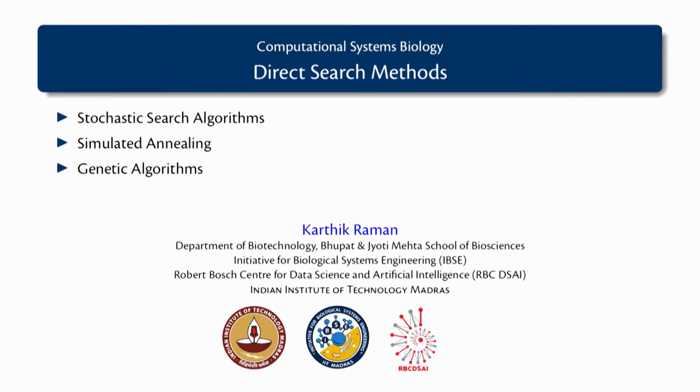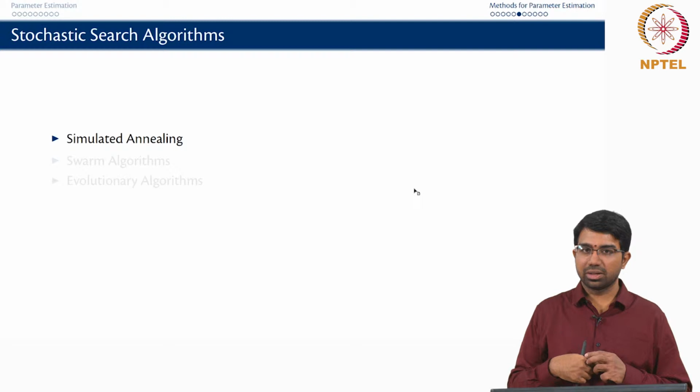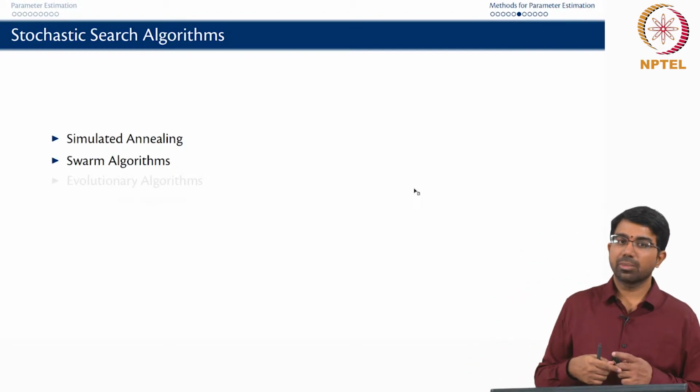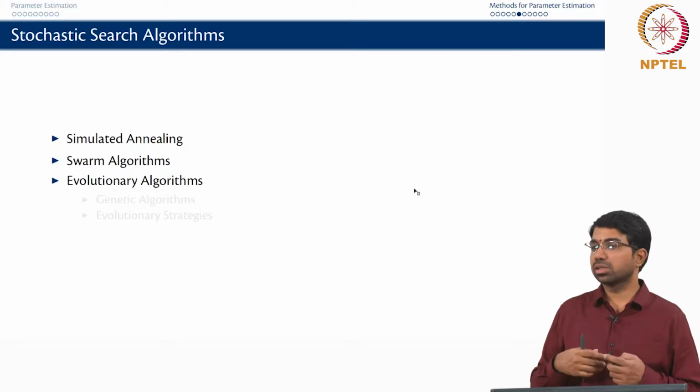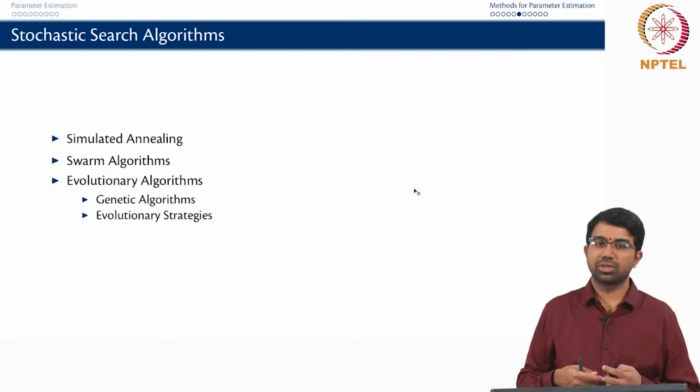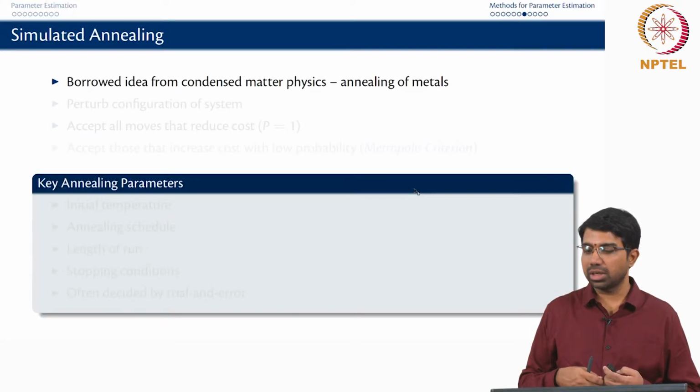In this video, we will overview some of the direct search methods that are used for parameter estimation or for any optimization problem in general. We will look at stochastic search algorithms, what they are, and the two classic algorithms, namely simulated annealing and genetic algorithms. The classic stochastic search algorithms some of you may have heard of are simulated annealing, particle swarm algorithms, and of course a battery of evolutionary algorithms including genetic algorithms, evolutionary strategies, differential evolution and so on.